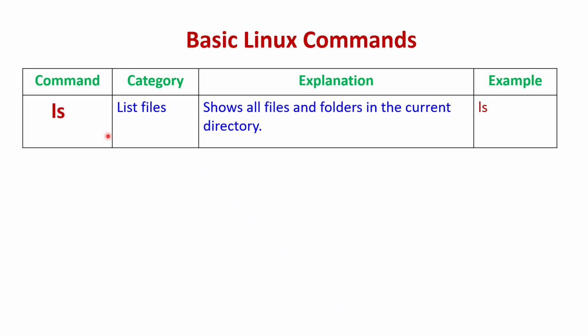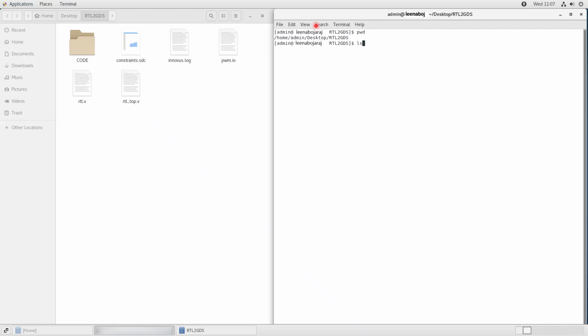The next command that we are going to execute is ls. ls is used for listing all the files and folders that are present in the current directory. Let us see how this is working in the terminal. In the terminal, now I am typing the command ls and pressing enter key. See, it's listing all the files and folders that are present inside the current working directory.